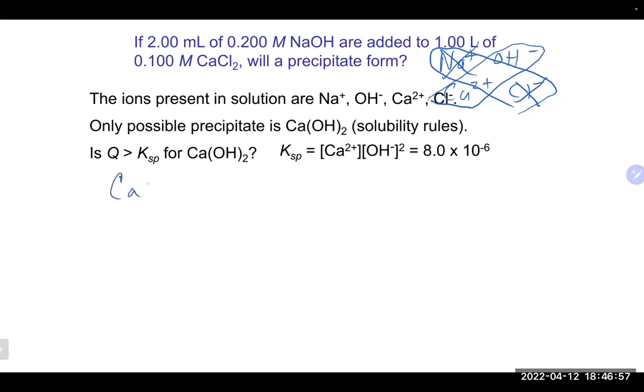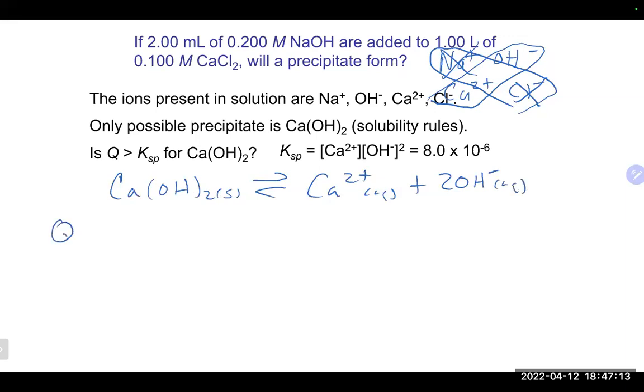So we would start with our calcium hydroxide, which is really the only possibility here. It would break apart into calcium and a couple of hydroxides. That means when we go to calculate Q, it would be calculated exactly like the Ksp, which would be the concentration of calcium times the concentration of hydroxide. And again, we do need to square it there. Is the concentration of calcium 0.1 molar?